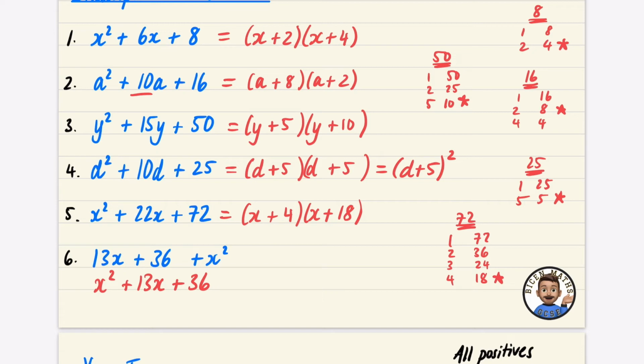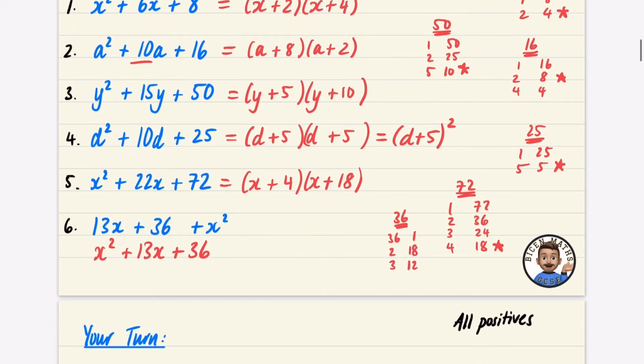So we're thinking of two numbers that multiply to 36, but they add to 13. So we could do 36 and 1, but that's not going to work. We could do 2 times 18. That doesn't work. 3 times 12. That doesn't work because that adds to 15. And 4 times 9 is 36. Oh yeah, 9 and 4, that adds to 13. So when I put them in the brackets, I'm going to say that it's x plus 4 and x plus 9.